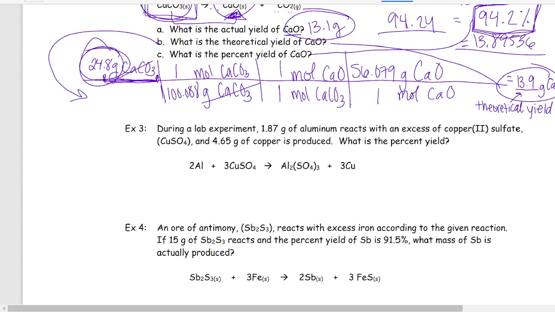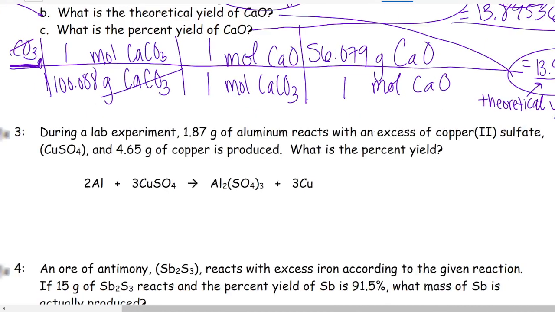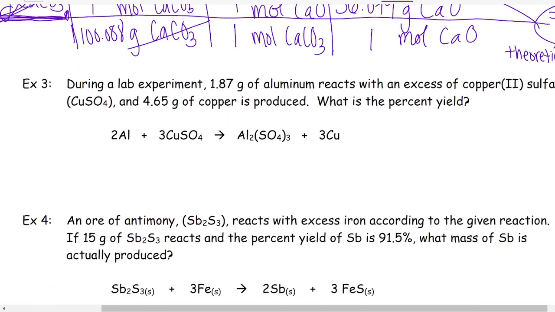Let's do example 3. So this one is already balanced for us. If you look at the equation, it says during a lab experiment, 1.87 grams of aluminum reacts with an excess of copper 2 sulfate. So now we have context for that word excess. Excess just means we're not going to run out of it. There's going to be copper 2 sulfate left at the end.